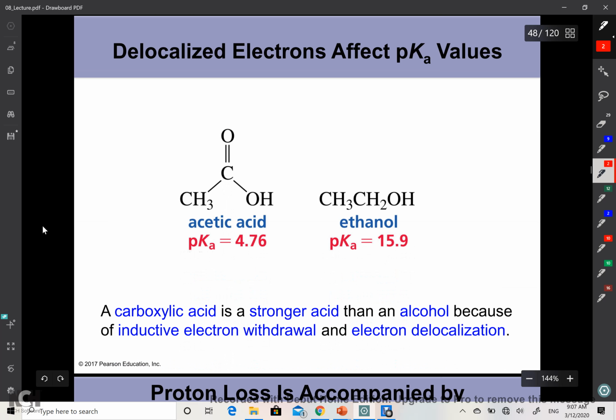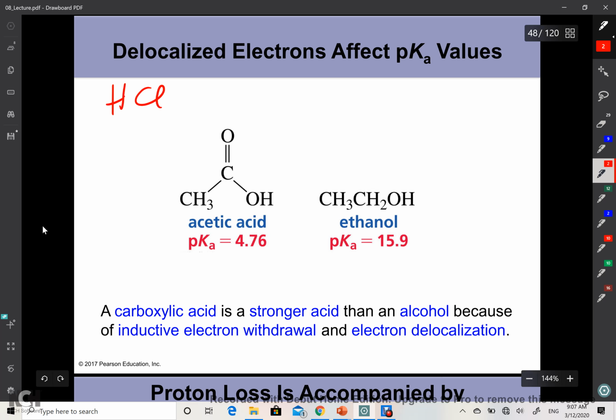Resonance can affect the pKa. Remember what pKa is? It's a measure of the acidity and basicity of a molecule. So resonance can affect the value of the pKa of a molecule. So a carboxylic acid is a stronger acid than an alcohol because of the inductive withdrawal effect of the electron delocalization. Take note.